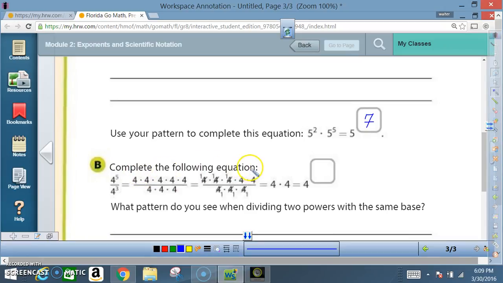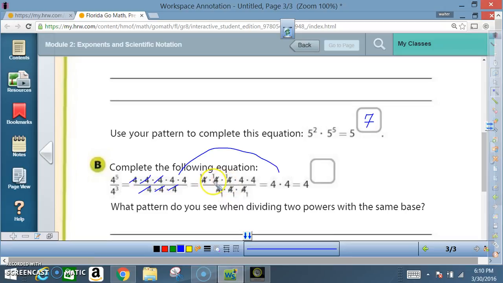Now let's complete the following equation. Before we were working with multiplication. Now we're going to work with division. We got 4 to the 5th divided by 4 to the 3rd. 4 to the 5th means 4 times 4 times 4 times 4 times 4. That's 5 4's. 4 to the 3rd means 4 times 4 times 4. That'll be 3 4's. Now let's cancel out all the 4's that are alike. So I can cancel this out with that, cancel that with that, cancel that with that. All right, how many 4's do I have left? I have exactly 2 4's left.